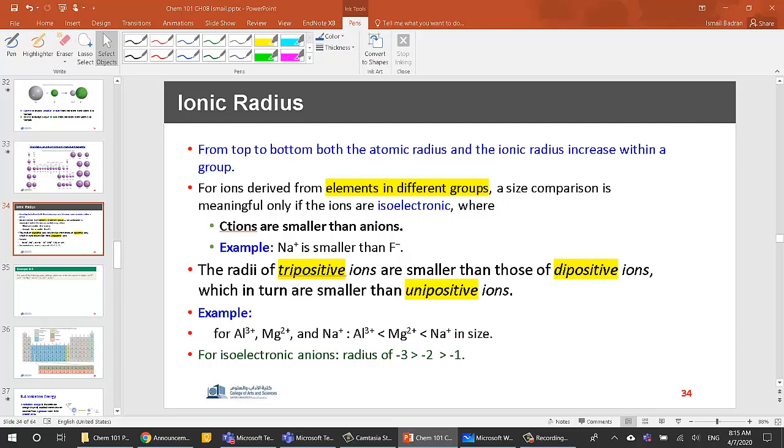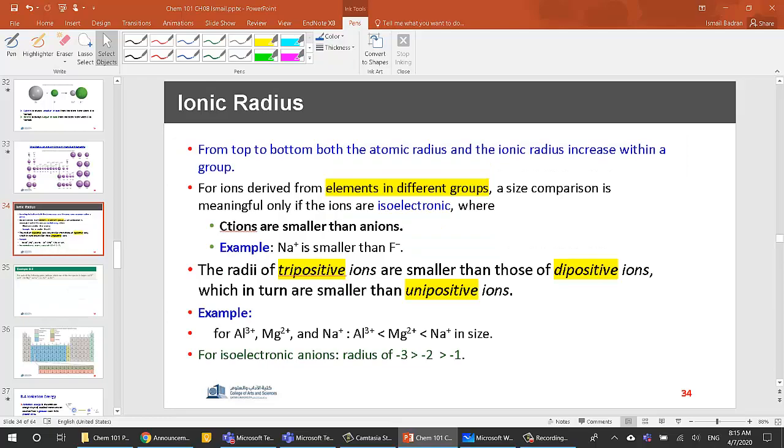And this is something very important for you. You can compare ion sizes only if they are isoelectronic, okay? And the third rule is that the radii of tripositive ions are smaller than those of dipositive ions and are smaller than unipositive ions. So for example, in the same period, Al3+ and Mg2+ and Na+, as the positive charge increases, the size decreases if they are in the same period. So Al3+ is actually smaller than Mg2+, smaller than Na+.